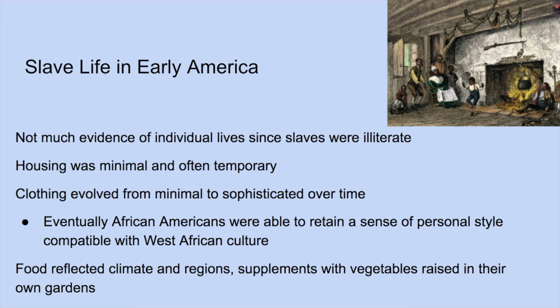Food usually consisted of corn, yams, salt pork, occasionally salted beef or fish. Sometimes the slaves would catch fish or they would raise chickens and rabbits. And they would often supplement their meals with items that they grew in their own gardens in between their work time.